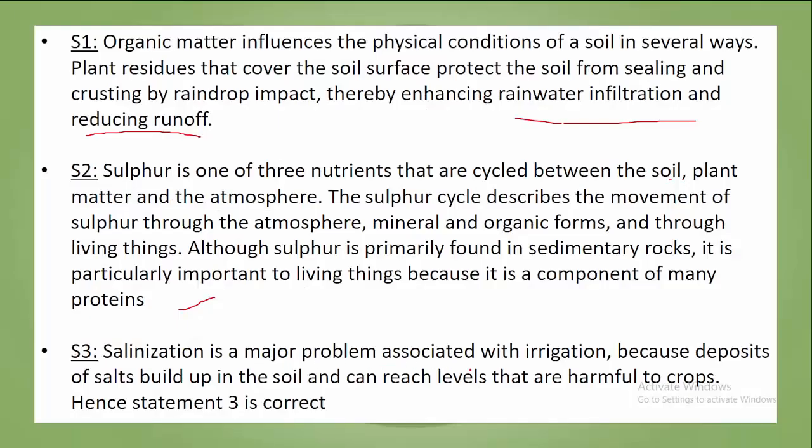Salinization is a major problem associated with the irrigation because deposits of salt build up in the soil and can reach levels that are harmful to crops. Hence statement 3 was the only one which was correct.